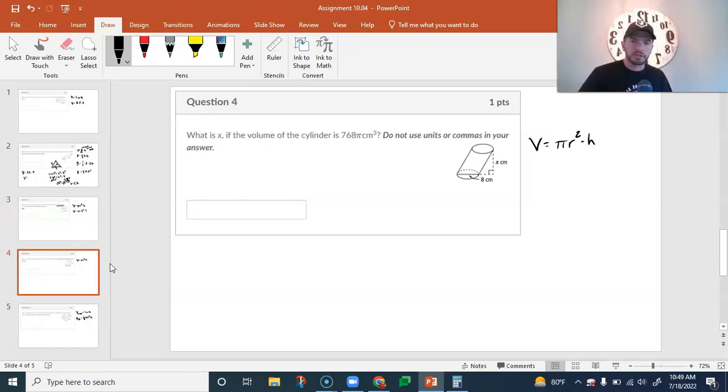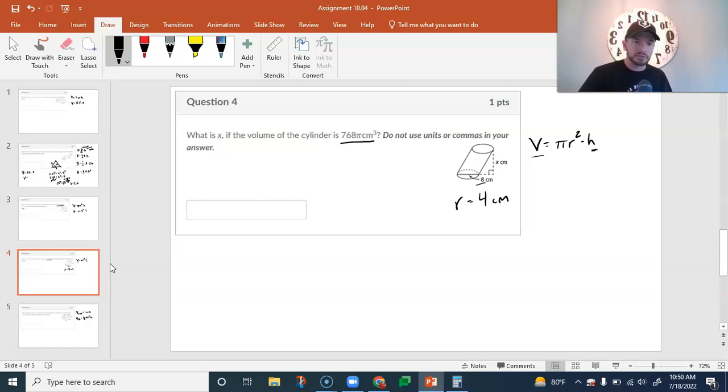So this one's a little different because it gives you the volume. It says, what is X if the volume of the cylinder is 768 pi cubic centimeters? Okay, so in this case, they give us the volume. They give us the diameter. You got to be careful here because you see the whole circle is 8 centimeters. So that means that the radius is going to be 4 centimeters, and that's what we're going to use here. And then the H is the value that we're looking for.